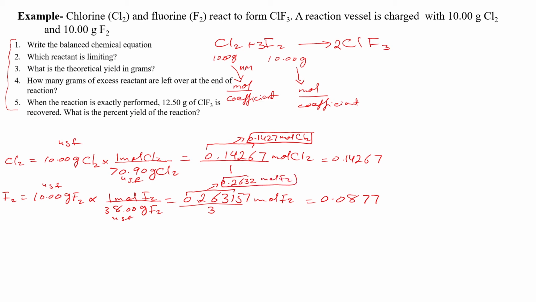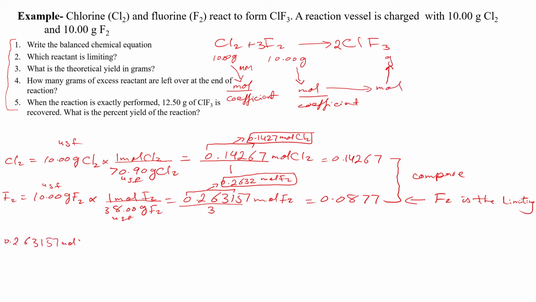Okay. Now to find which reactant is the limiting reactant, you will be looking at these two numbers. So you compare, and the smallest mole to coefficient ratio will be of the limiting reactant. So F2, fluorine, is the limiting reactant. If fluorine is your limiting reactant, it means the product of the reaction depends on the grams of fluorine.